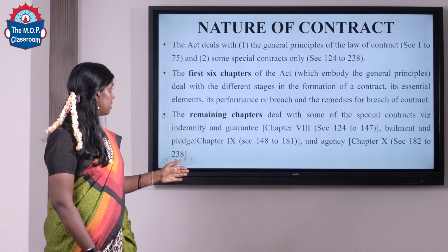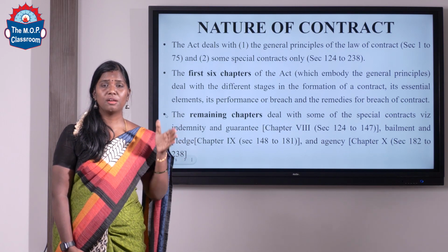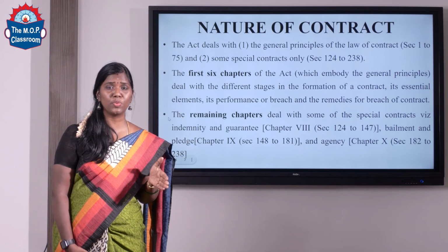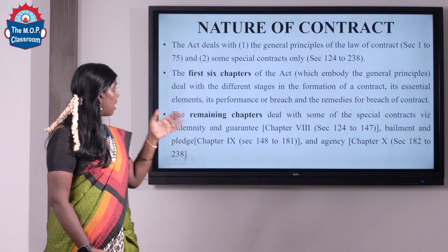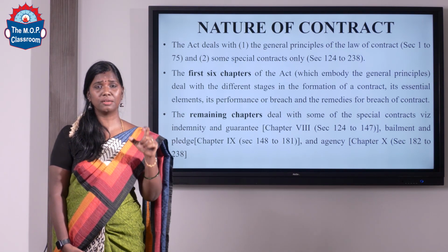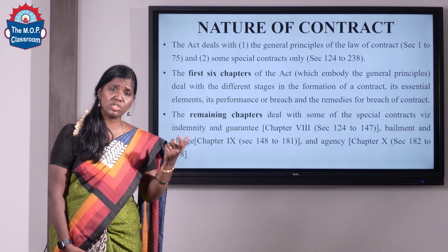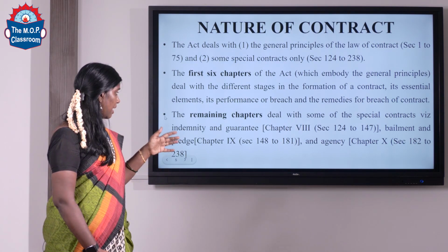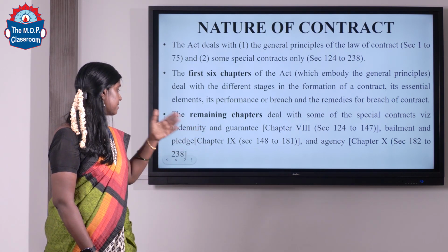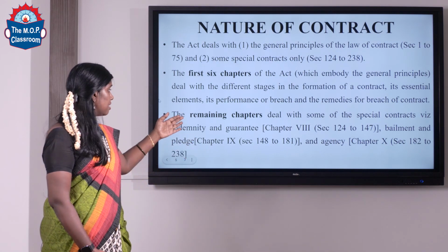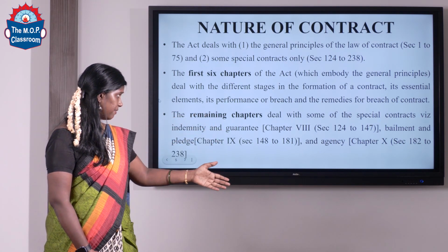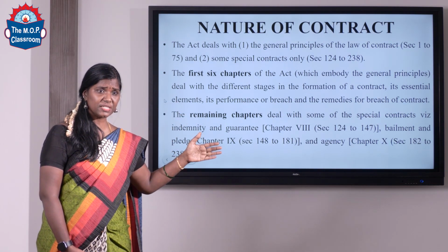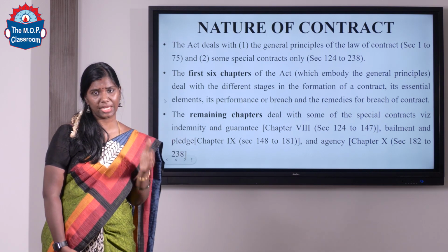The act deals with the general principle of the law of contract from section 1 to section 75 and the special contracts from section 124 to 238. And the first 6 chapters of the Act deals with the formation of the contract, the essentials of the contract, the performance or breach or the remedies of the contract. The remaining chapters deal with some of the special contracts, namely indemnity and guarantee, section 124 to section 147, bailment and pledge, section 148 to section 181, and agency from section 182 to section 238.